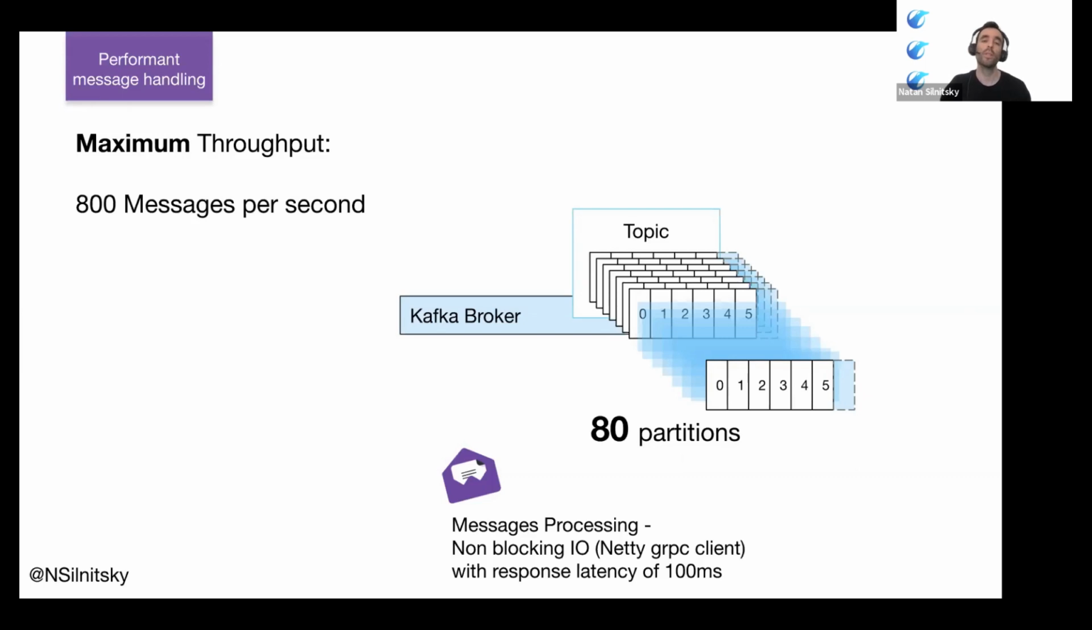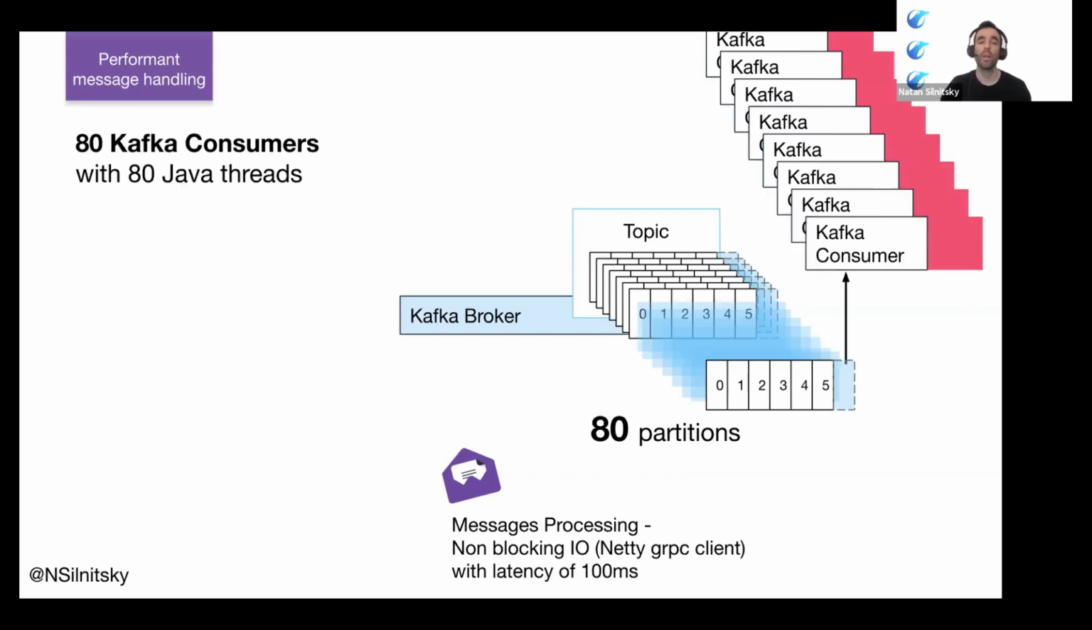Now, if you use the Kafka regular SDK, in the naive implementation, if we want to get this parallelism, we will have to spin up 80 Kafka consumers because they are not thread safe. So each of them has to be run on its own thread. And this way, we will get the amount of parallelism that we want and the throughput that we want, but it's really, really not resource efficient.